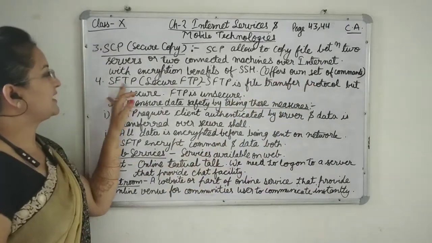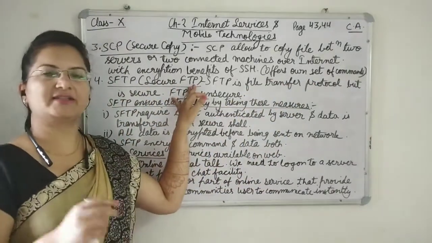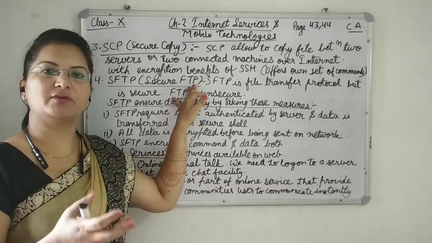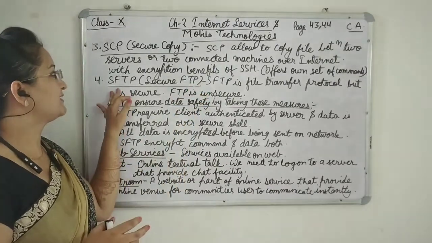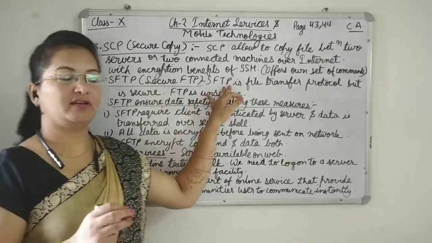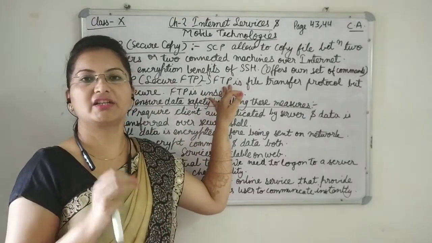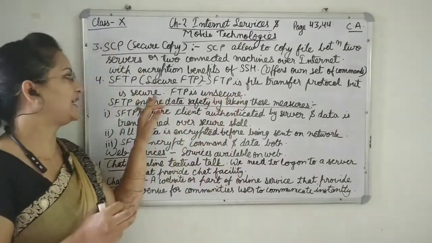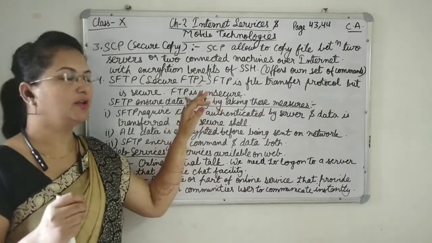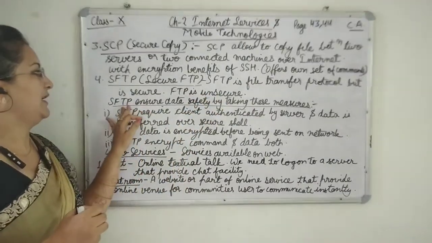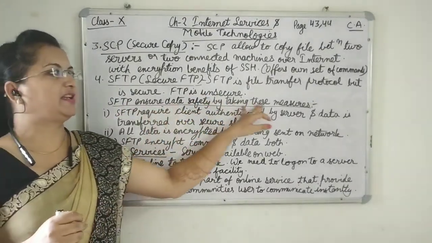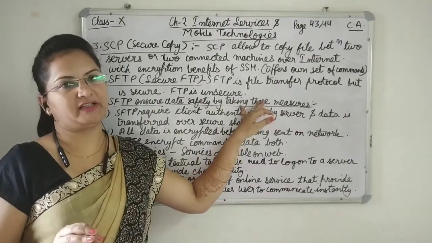Now next is SFTP. SFTP is another version of FTP, an advanced version, in which S means secure. That means here the file transfer will be totally secured. It will not be like FTP, which is unsecure. So SFTP ensures data safety by taking these measures. These measures will be taken by SFTP.